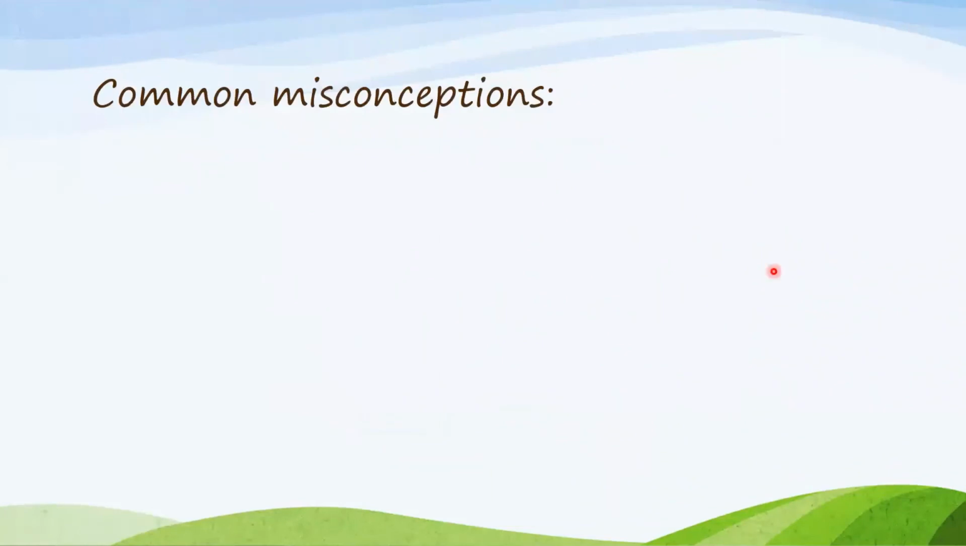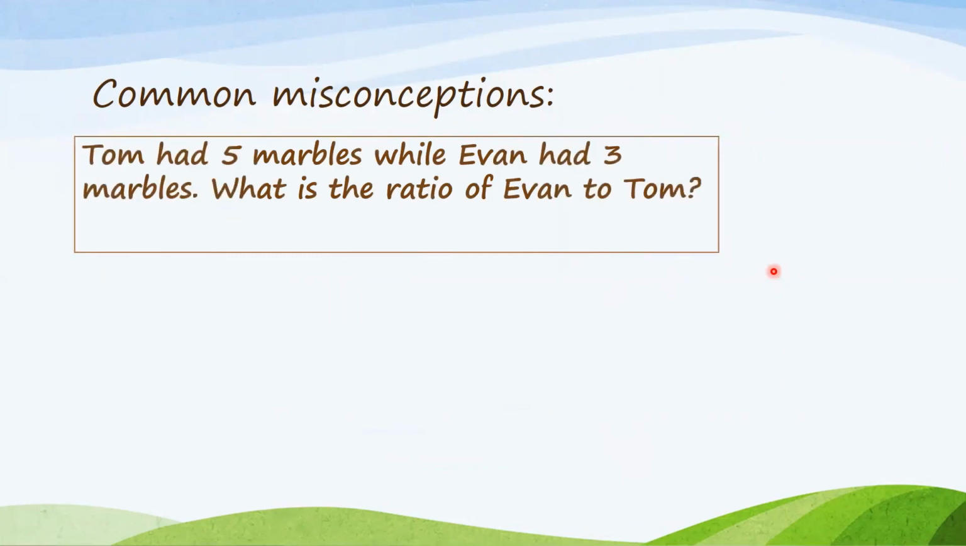Common misconceptions that most of you students make when you're learning ratio. Tom had 5 marbles, while Evan had 3 marbles. What is the ratio of Evan to Tom? Wrong answer: 5:3. You may be thinking, it's just 5:3 because there's Tom and there's Evan. But it says Evan to Tom.